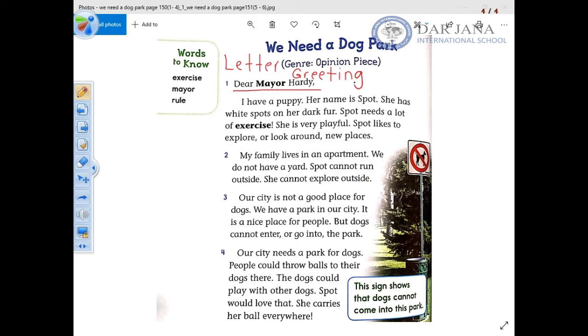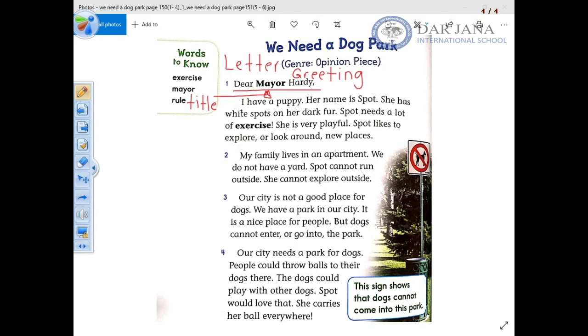And let's look at mayor. Do you know why this is capital? Because, let's do an arrow, it's a title, okay? Title like Miss, Mrs., Mr., okay? A mayor is another one, Mayor Hardy. Okay, let's start reading paragraph 1.